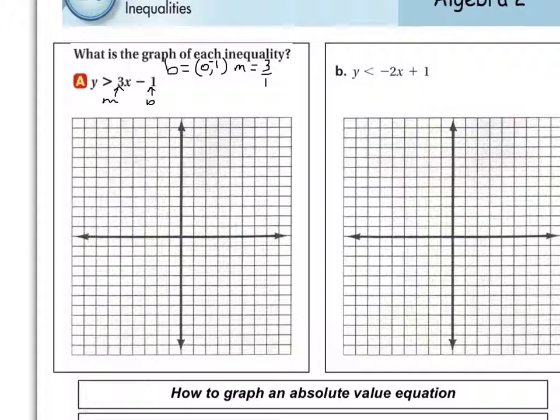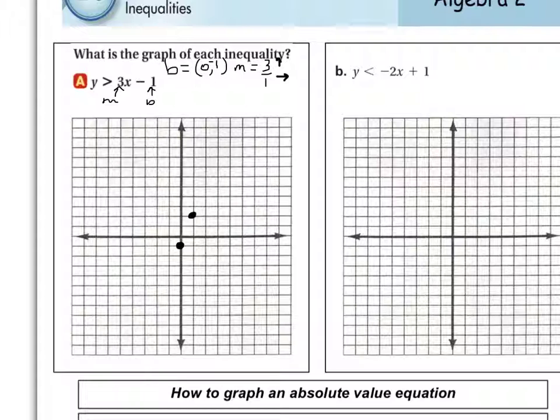Let's go ahead and graph this on our graph. I'm going to go to the y-intercept, go down 1, and put a dot. From there, I'm going to go up 3 and right 1. So I go up 1, 2, 3, right 1, and put another dot.